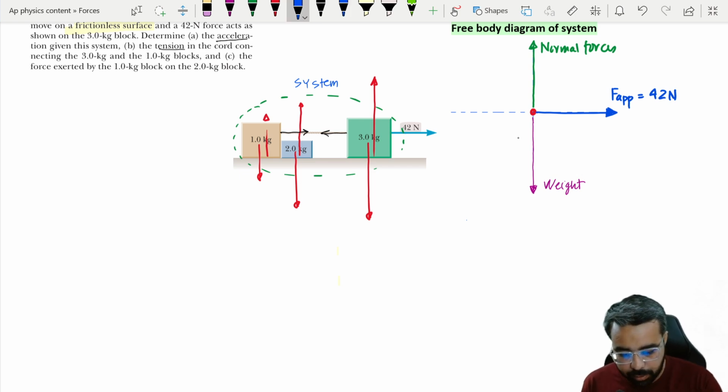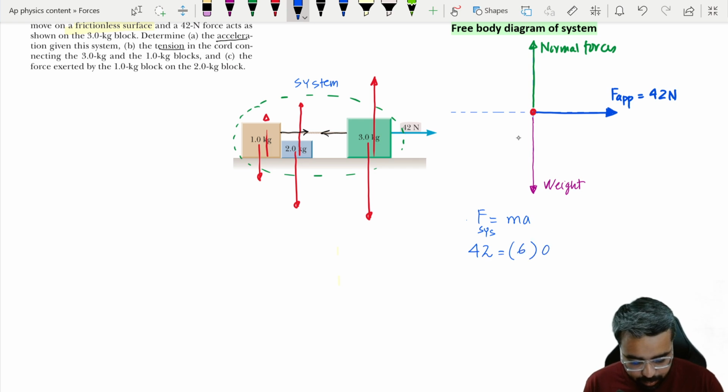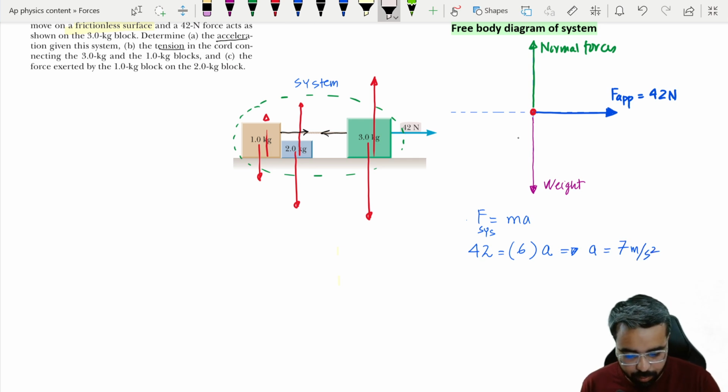If we apply Newton's second law, F equals ma. What is the force on the system? That is 42. And the sum of all masses is 1 plus 2 plus 3, which is 6, and that is m. So you can find the acceleration of the system: 42 divided by 6 is 7 meters per second squared. Every object in the system is moving with the same acceleration.